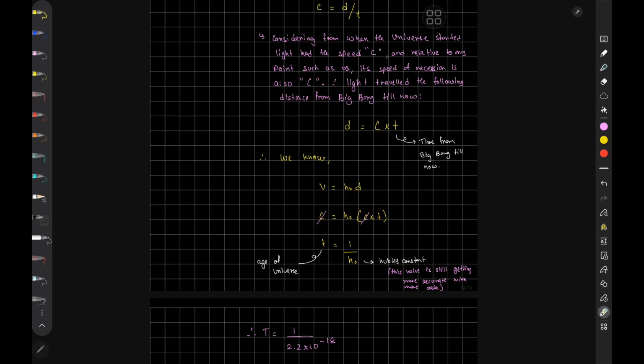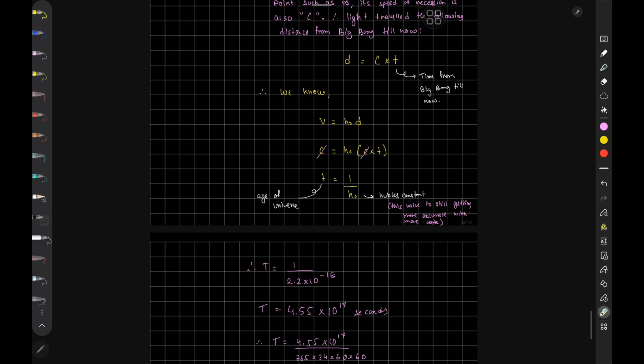But we can simply say that the distance can be expressed as the speed of light times the time that light has been traveling for, which is the age of the universe. So we substitute this expression into d, and what we have is c is equal to H naught times c times t, and c gets cancelled. Very interestingly, the age of the universe is equal to 1 by H naught, the Hubble's constant. Fascinating.